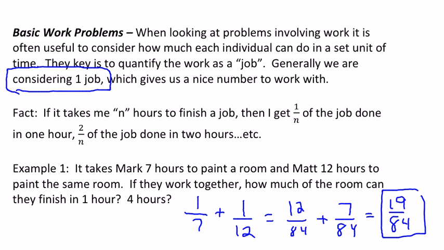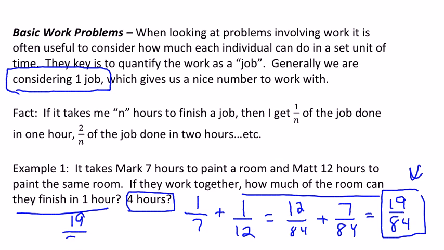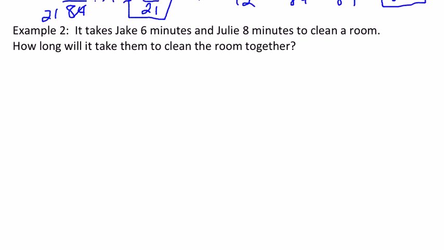It says, how much of the room can they finish in 4 hours? Well, in 4 hours, if this is how much they do in 1 hour, then all you need to do is multiply 19 over 84 times 4. 1 hour is 19 over 84, multiply by 4, you get 4 hours. So we can cancel the 4 out. 84 divided by 4 is 21, and so we get 19 over 21 of the job done in 4 hours. And so looking at that, maybe you can imagine how we're going to do this problem.